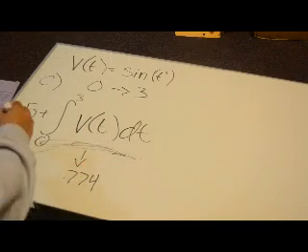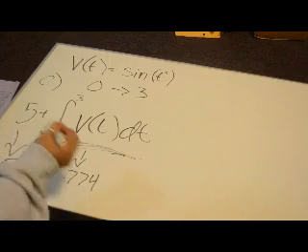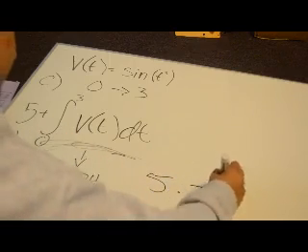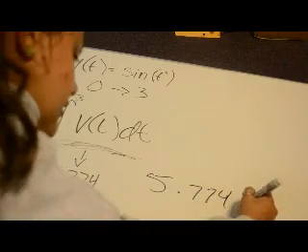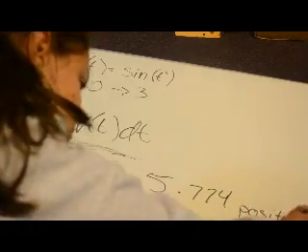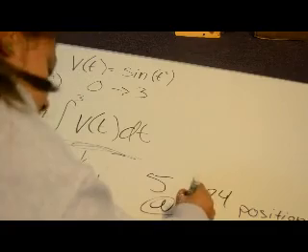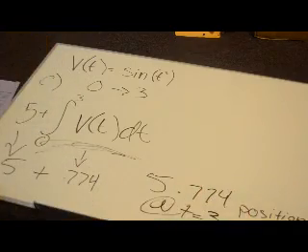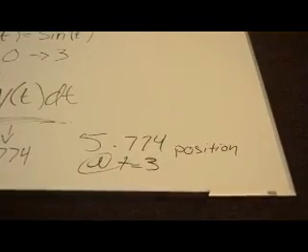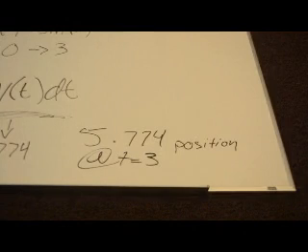So that's 0.774. That's still 5 because nothing happens. So we get 5.774 is our position at t equals 3. Ta-da!